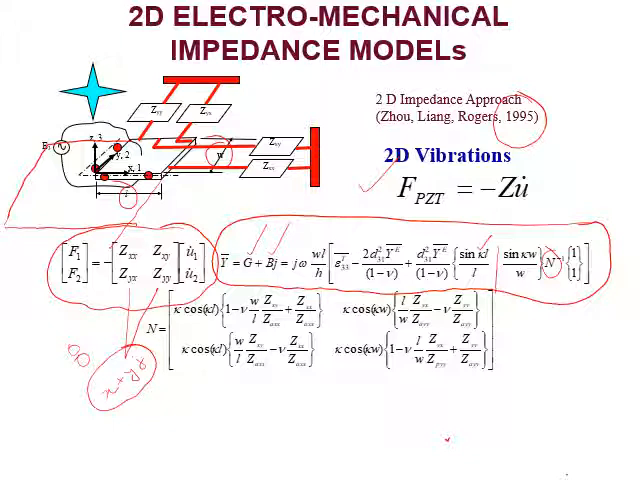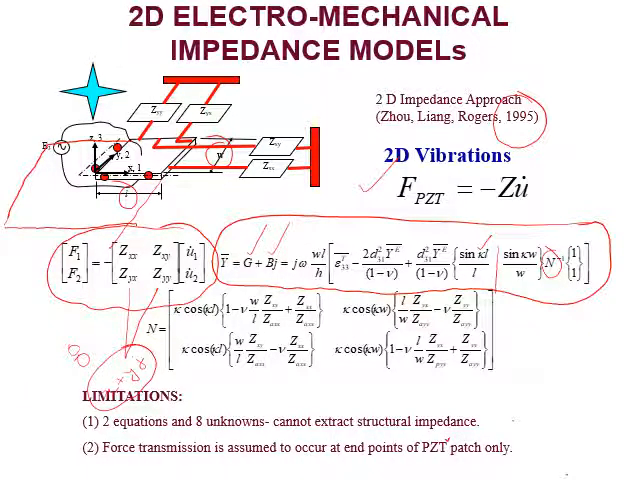So that limits the worthiness of the equation. So we have two equations, 8 unknowns. So we cannot use this to extract the structural impedance. Of course, here the force transmission is assumed to occur at the endpoints of the PZT patch only.